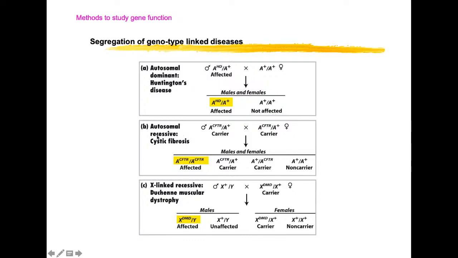The same in autosomal recessive cystic fibrosis: one will be a carrier, the other is a carrier. The one having the CFTR mutation in both copies will be affected. The rest will be carriers, and the other one will be a non-carrier. And in this DMD disease, DMD is carried here. In the males, if DMD is present, then they will be affected, but if it is in the females, they will not be affected. So it's an X-linked disease.